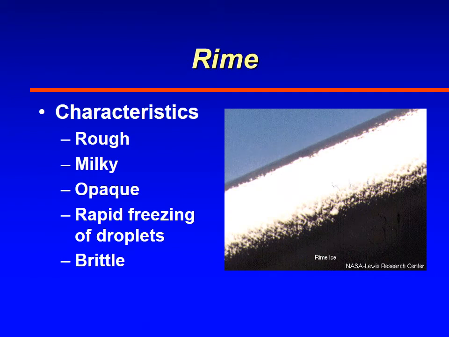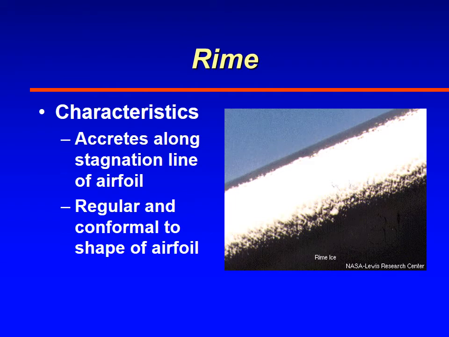We'll start out with rime ice. Rime ice tends to be kind of rough and milky. Milky meaning that it's kind of whitish. Opaque meaning that you really can't see through. It's not like the ice in your refrigerator or in your drink. It's caused by the rapid freezing of droplets, and it tends to be rather easy to break, kind of brittle. Rime ice tends to form right along the stagnation point of an airfoil, and it will typically conform to the shape of the airfoil.